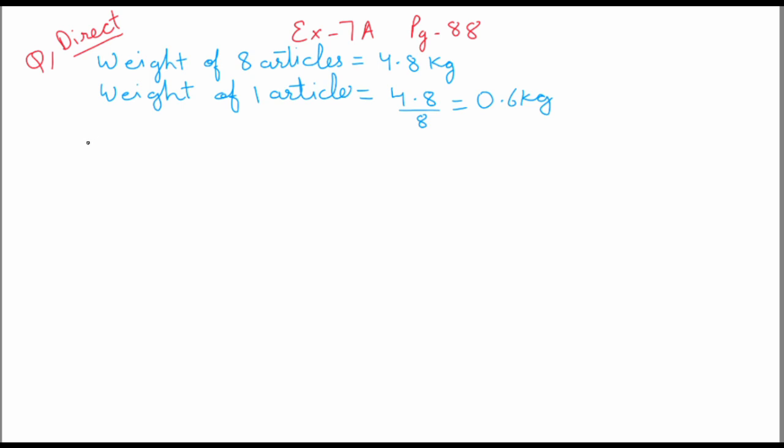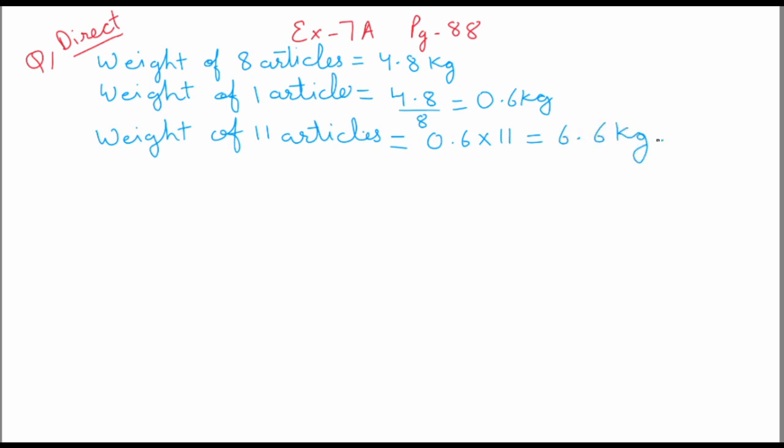Now we will find the weight of 11 articles. That will be our second step. The weight of 11 articles: we have to multiply 0.6 with 11 and we will get 6.6 kg. This will be your answer. Now coming to question number 2.